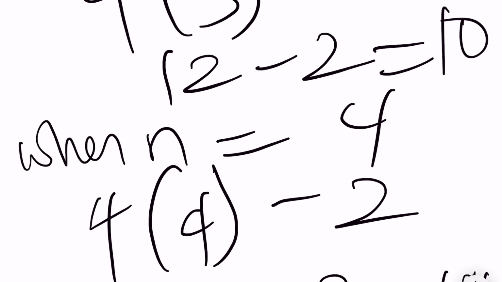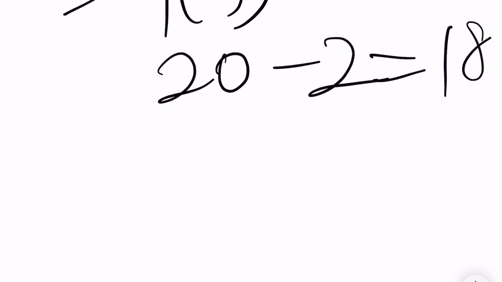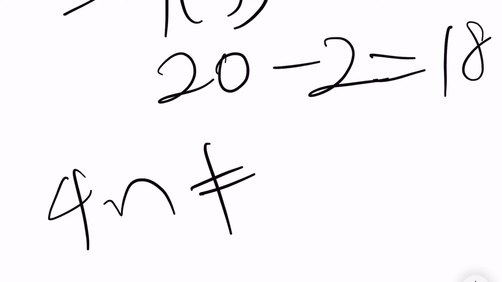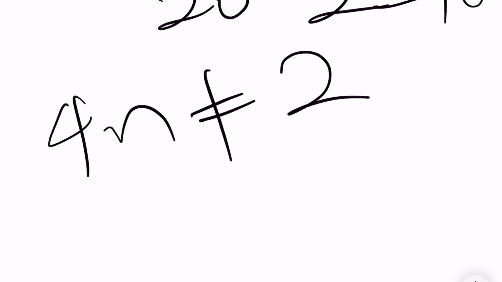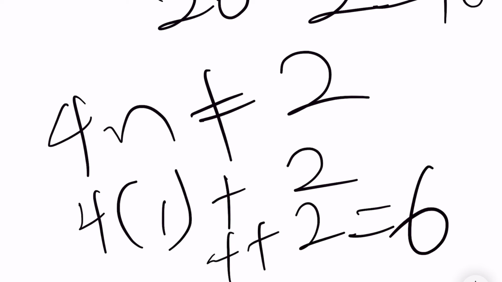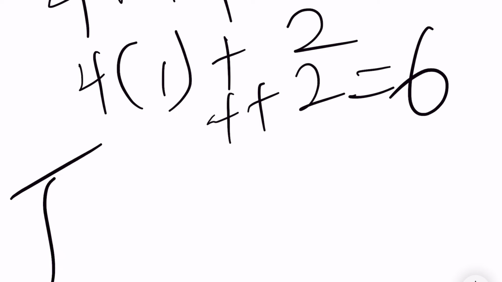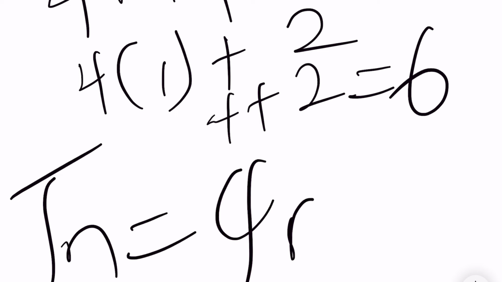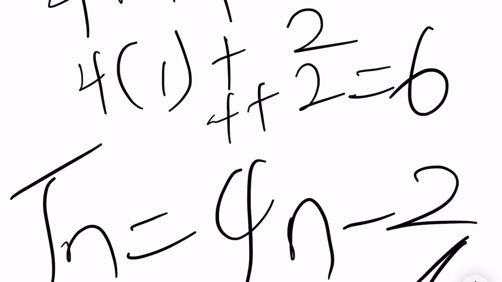But if we use 4n plus 2, when n is 1, 4 into brackets 1 plus 2, that is 4 plus 2, that will be 6. So basically, our first number will not be 6. Now, for our nth term, we know that our nth term is now 4n minus 2. That is our nth term.